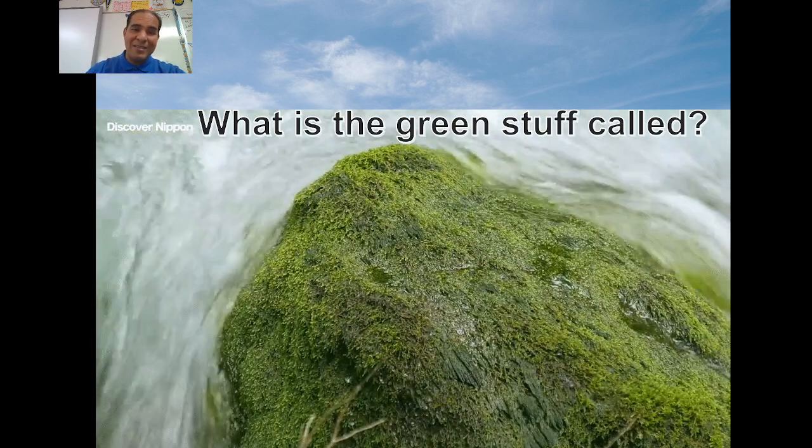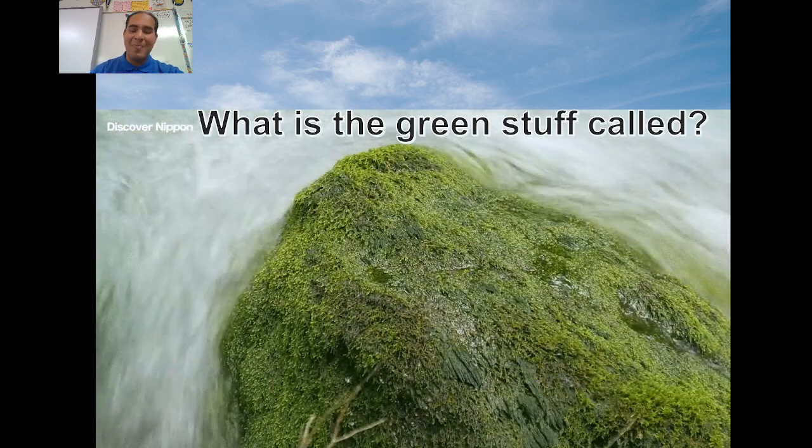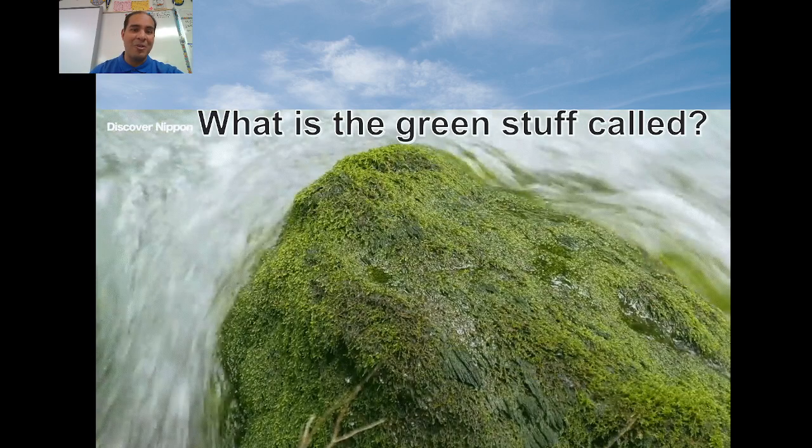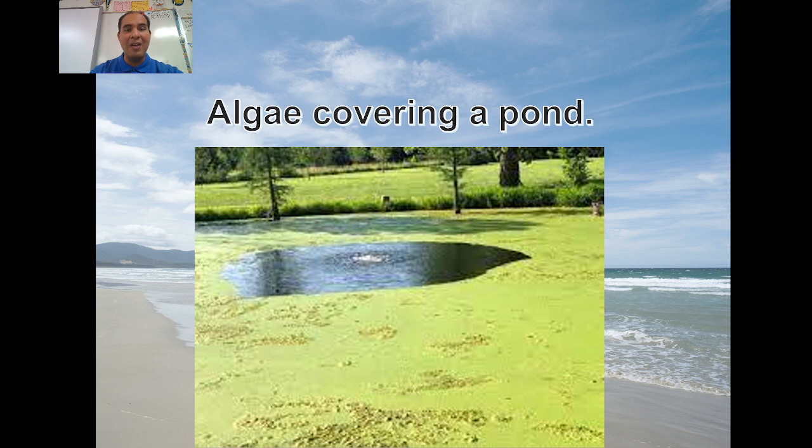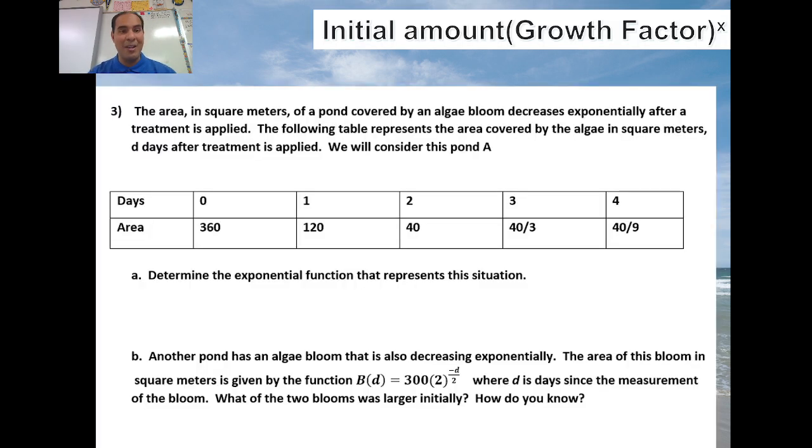So what is this green stuff called? I don't know if you've heard of it, but I call this algae, and the question we're about to do is going to be talking about algae covering a pond and trying to treat it with some medicine so it goes away. The area in square meters of a pond covered by algae bloom decreases exponentially after treatment is applied. The following table represents the area covered by the algae in square meters after treatment is applied.